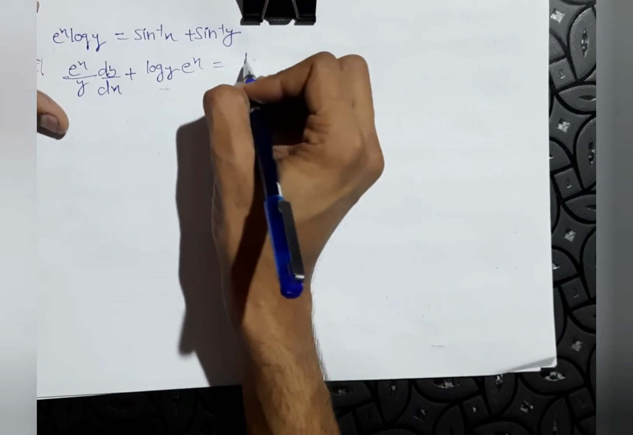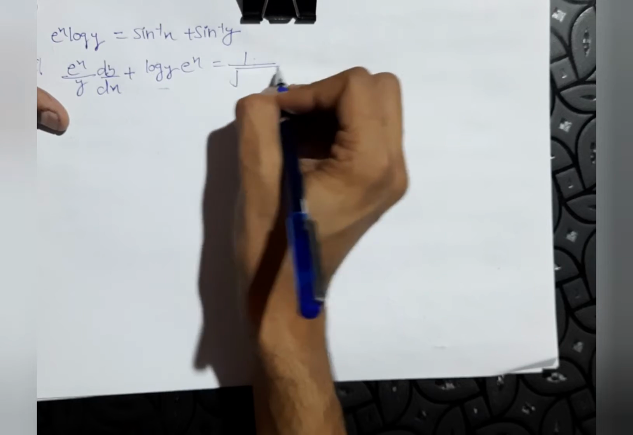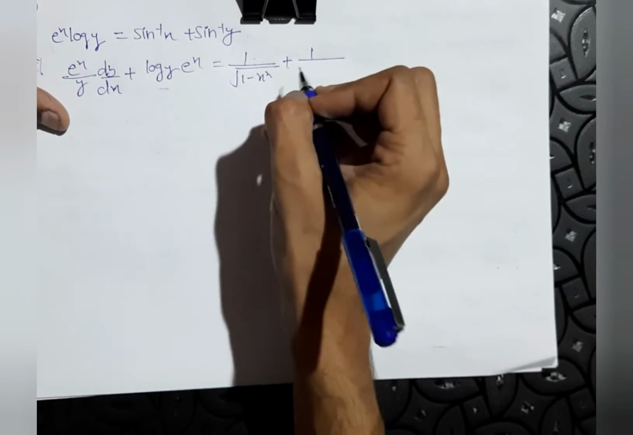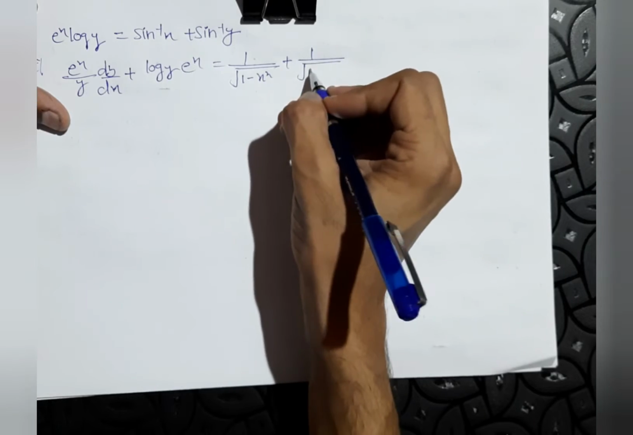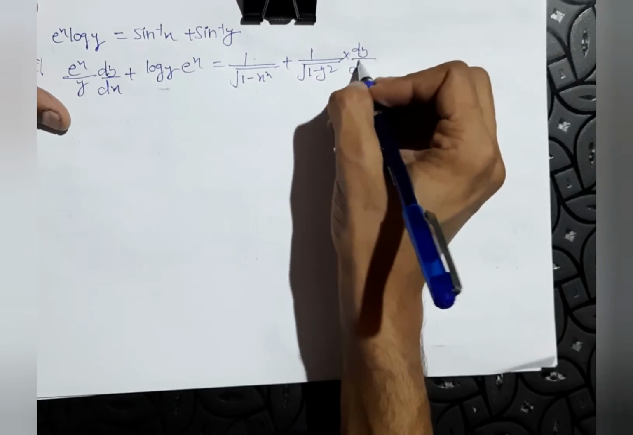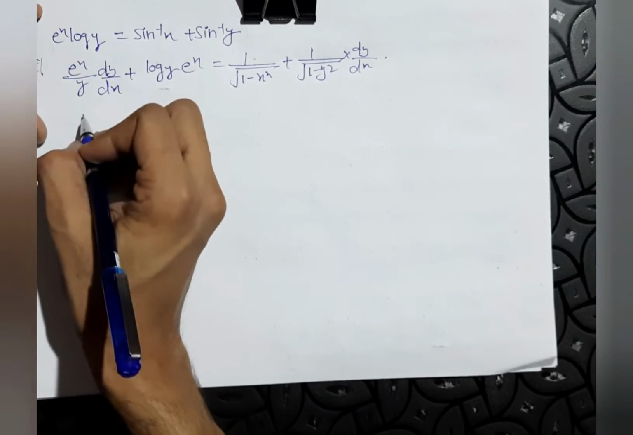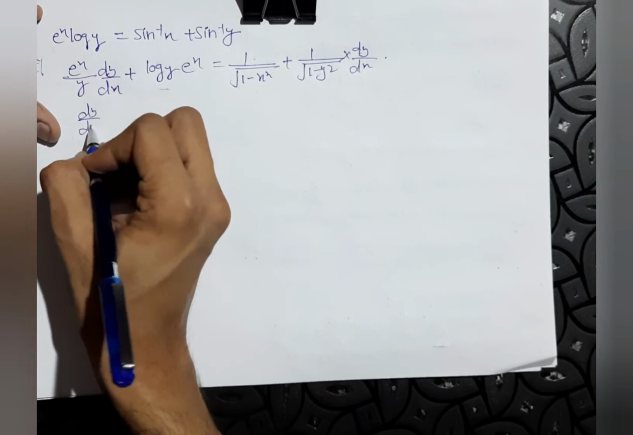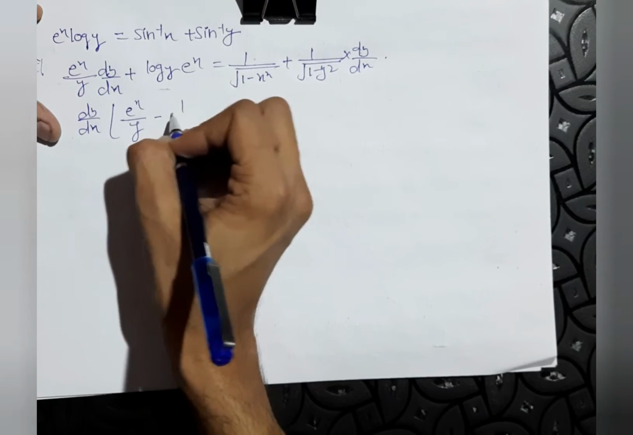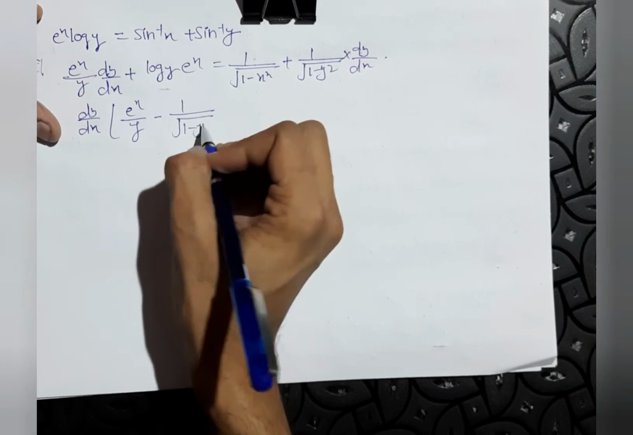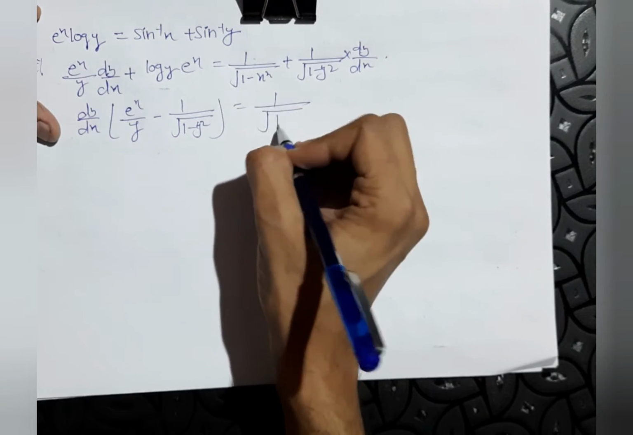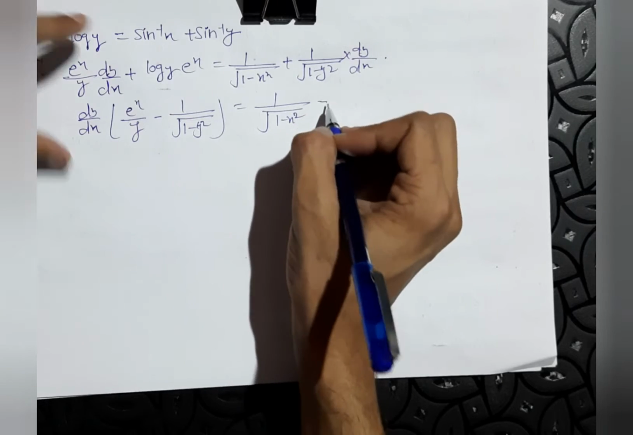equal to differentiation of sine inverse x, which is 1 over under root 1 minus x square, and plus differentiation of sine inverse y, which is 1 over under root 1 minus y square, and the differentiation of y is dy over dx. Let me take common dy over dx from the whole equation. I get e raised to power x divided by y minus 1 over under root 1 minus y square from here, and also 1 over under root 1 minus x square minus this term.